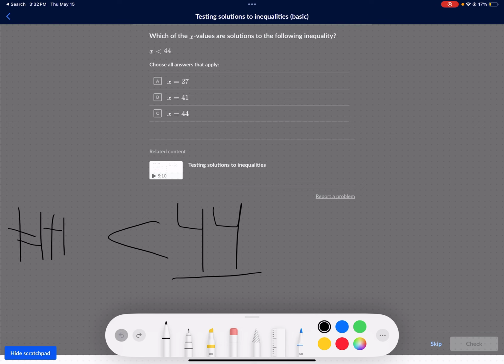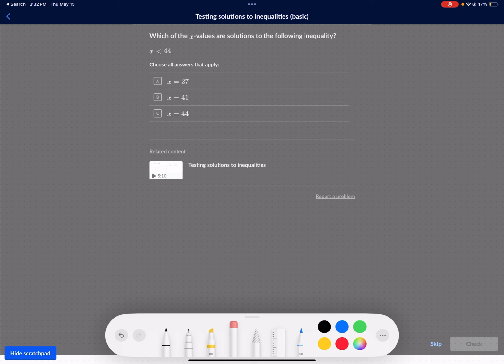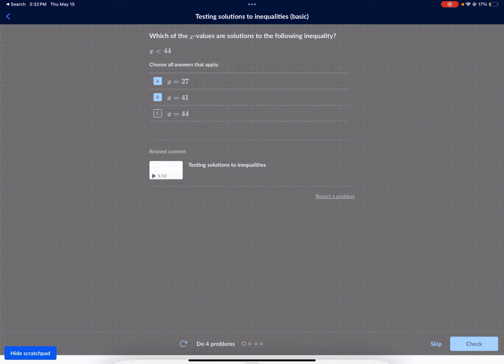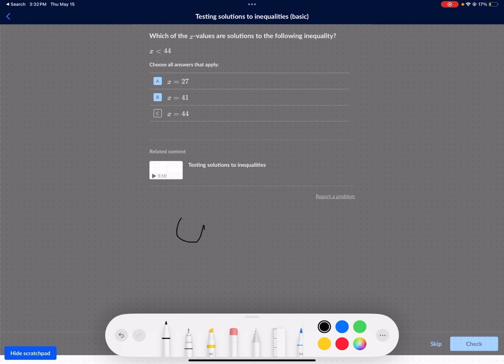So let's apply this strategy. Choice A, x is equal to 27. Well, yeah, the tens place is 2, and that's lower than 4, so A is correct. B, okay, so the tens place are the same. 41 is less than 44, so it's B. And then 44, now it's not 44. 44 is equal to 44, not less than. So the answers here are A and B.